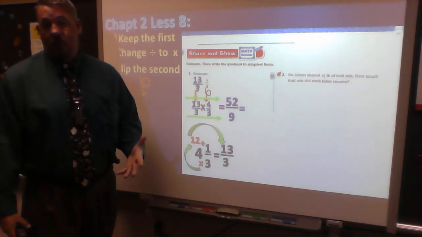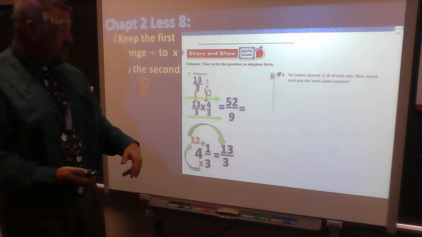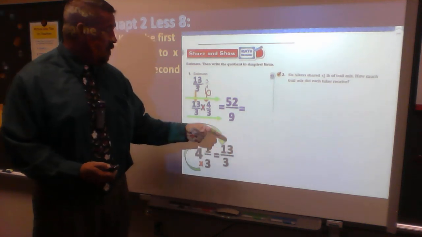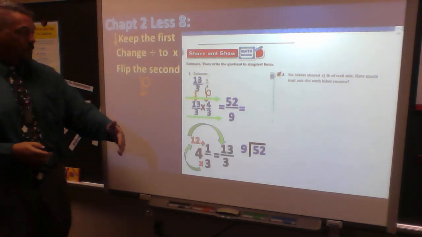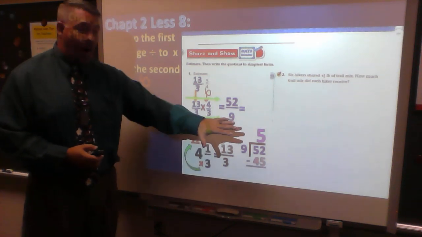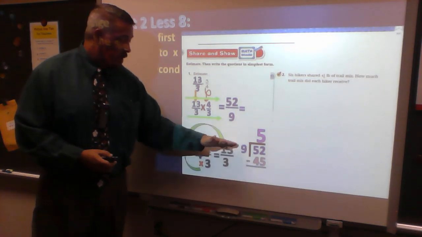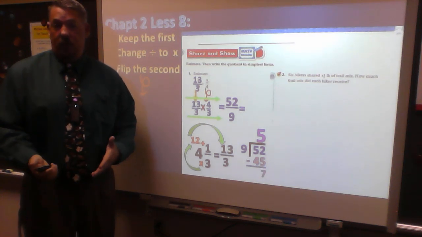Then I have to change it, right? I can't have an improper fraction. Can't be top heavy in my answer, so I know I have to do my division. And my top number has to go inside my box. So 52 divided by 9. 9 goes into 52 5 times evenly, because 5 times 9 is 45, and when I subtract those, I get a remainder of 7.